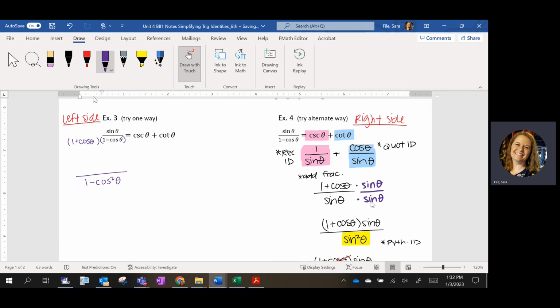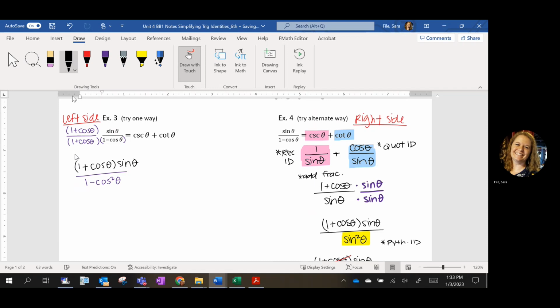Now, just like over here, when we wanted to multiply by something, we had to multiply the numerator by it as well. Same thing applies here. So if I'm going to multiply the denominator by that, I have to multiply the numerator by that. So I'm going to leave it in that factored form. I'm not going to distribute the sine. And I'm going to write what I did. I multiplied by the conjugate.